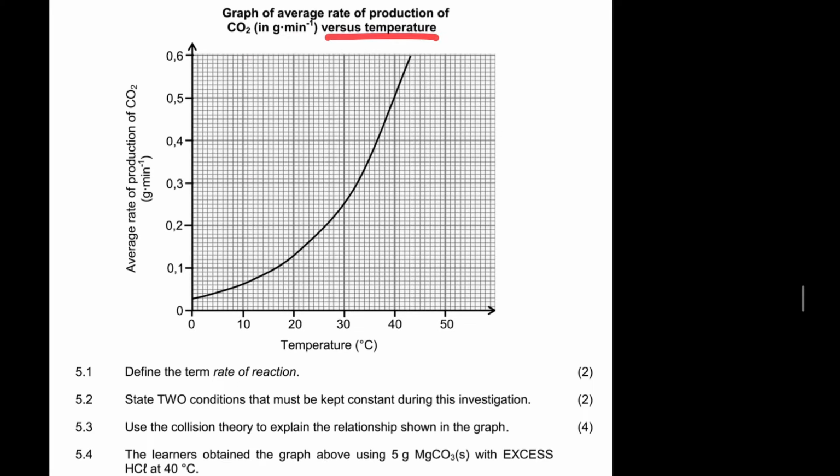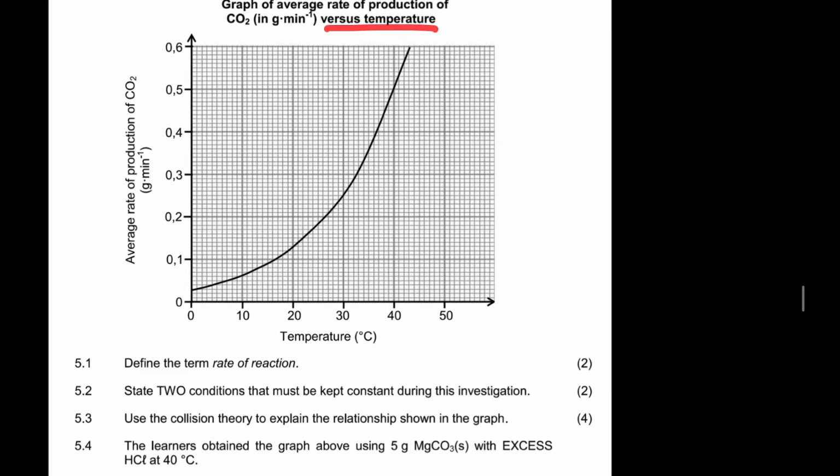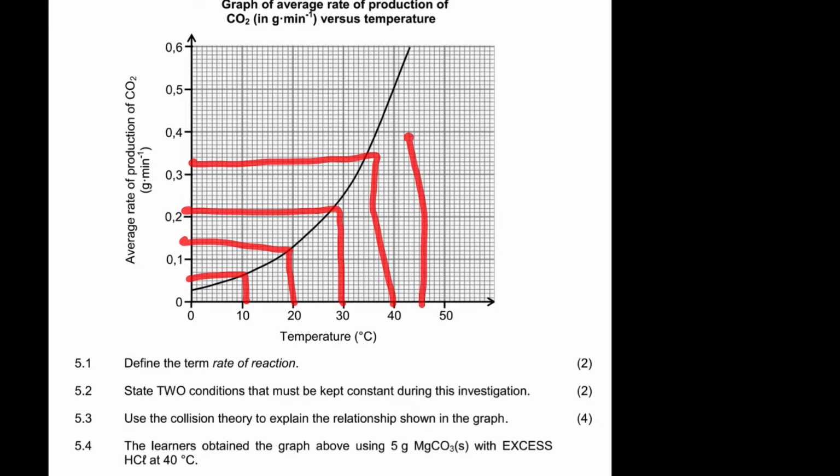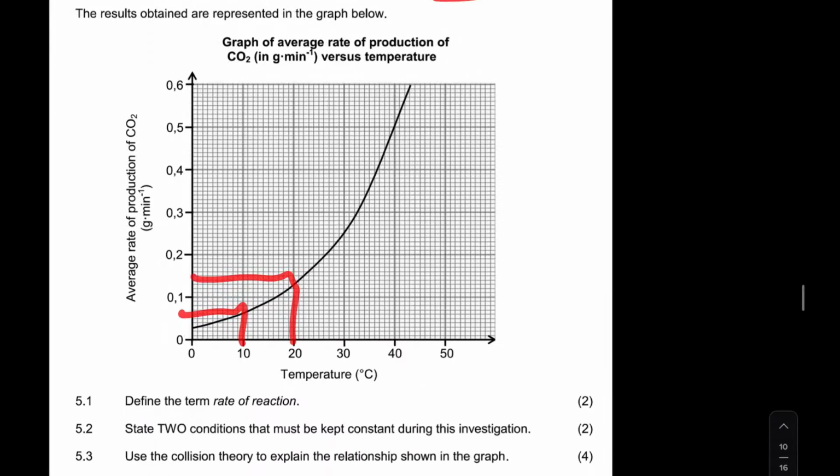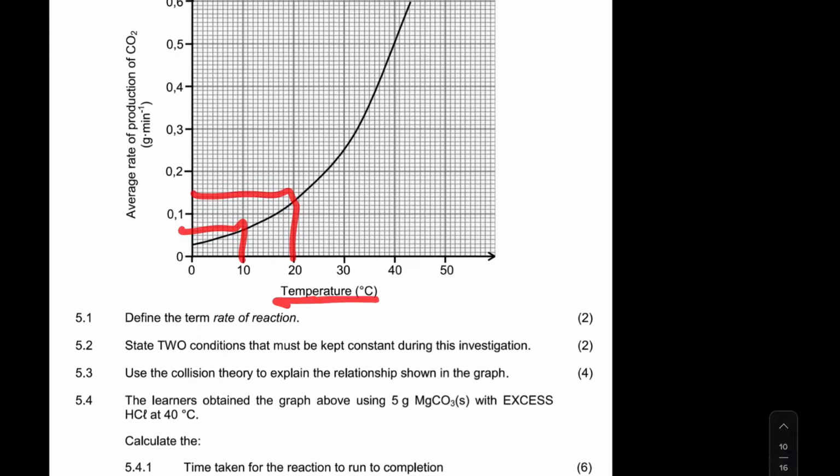If you look here, guys, in this graph, this is a graph of what? The average rate of production of carbon dioxide and temperature. As the temperature increases, the rate of carbon dioxide production increases. Do you see there? There's an exponential relationship between the two. That's the temperature of the HCl.